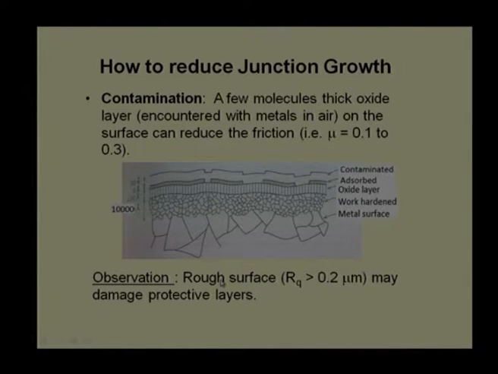And in this case, we believe that if there are two surfaces, and one surface has a coating with this kind of layers, while the other surface has high hardness with high surface roughness, this may damage the protective layer. That means, if surface roughness is very high, there is a possibility of damaging those protective layers and increasing the coefficient of friction. We do not want that kind of thing. That is why we always prefer low surface roughness as well as some protective layer.